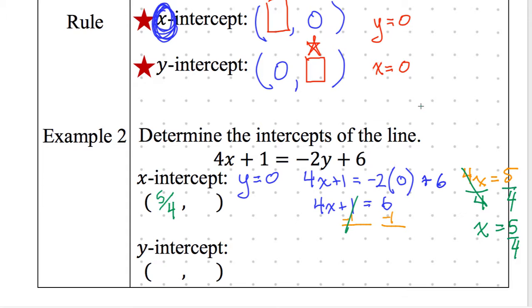What goes in the y coordinate? Cohen? 0. 0, because we said from the very beginning that y was 0. We could have done that from the very first step. Y was equal to 0. All right, let's do the next one.